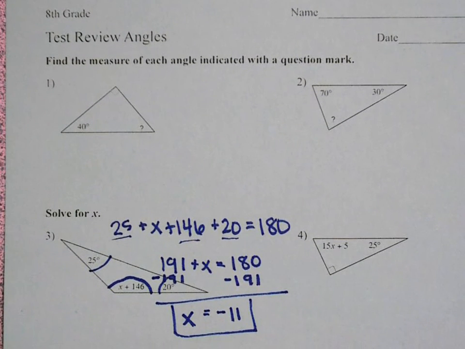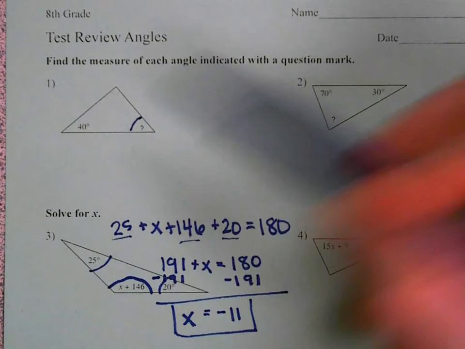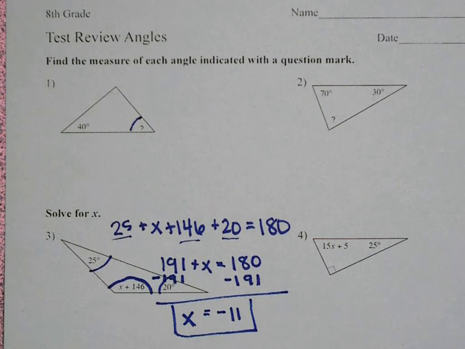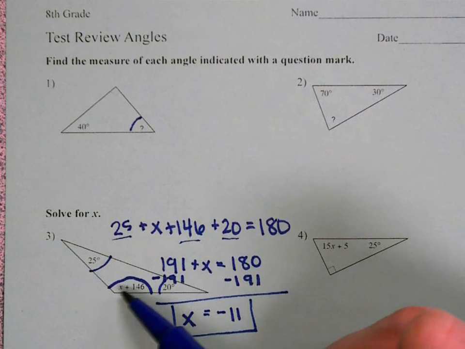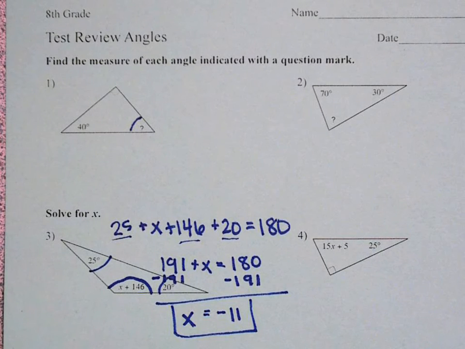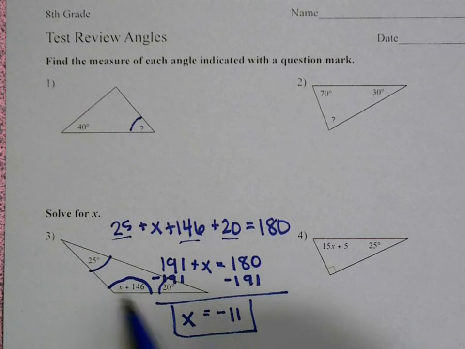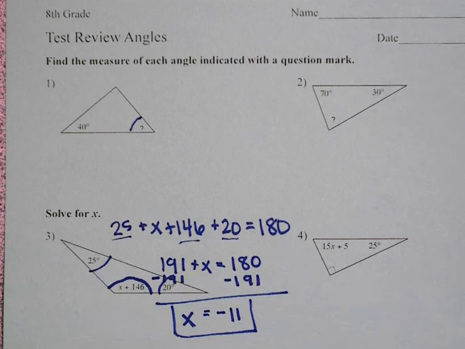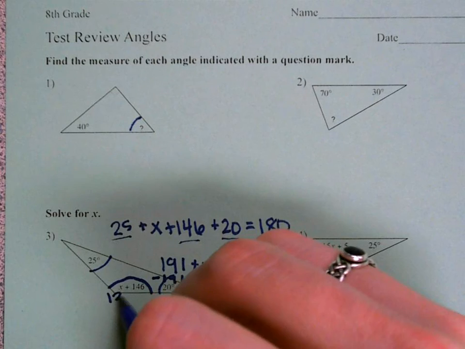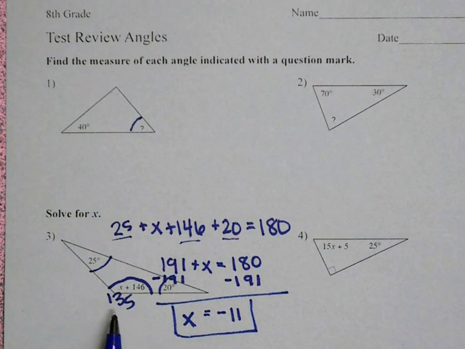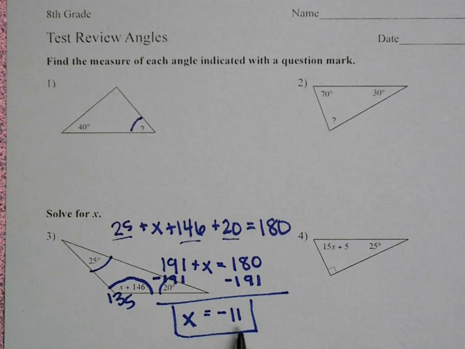Now remember, it's okay for x to equal negative 11 because the x itself is not an angle. But angles, like for example this question mark, could not be negative because angles are always positive. Since x is just a part of the angle, like in an equation, we can add these together: negative 11 plus 146, and we know that this angle is 135. So since the total angle is still positive, it's okay that your x is a negative.